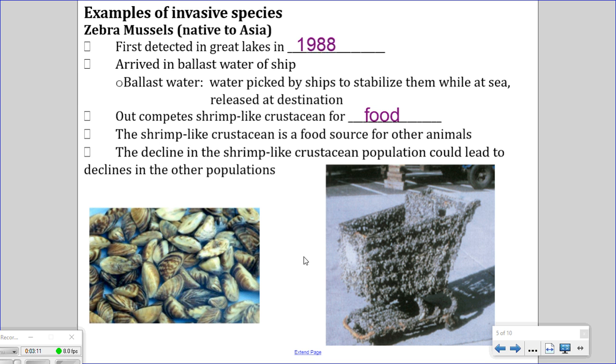And zebra mussels are notorious for just being able to stick to anything and just grow. So here is an example of a shopping cart pulled out of a lake, and it is covered in zebra mussels. And they grow very close together, and their edges can be quite sharp, so it's a bit jagged and not comfortable to walk on. And they can even attach themselves onto boats and be introduced into new areas in that way.